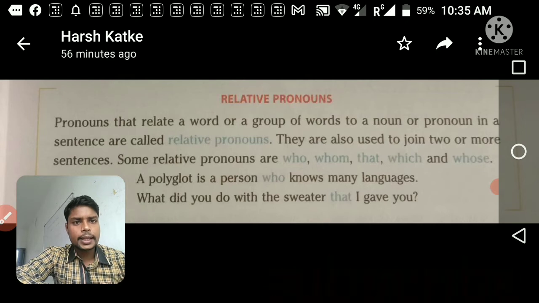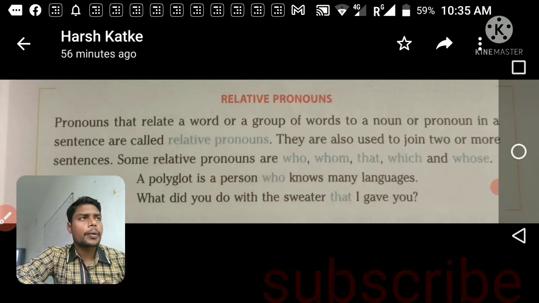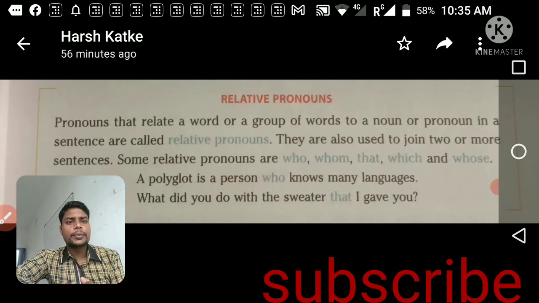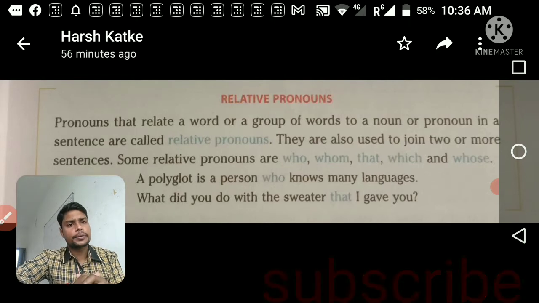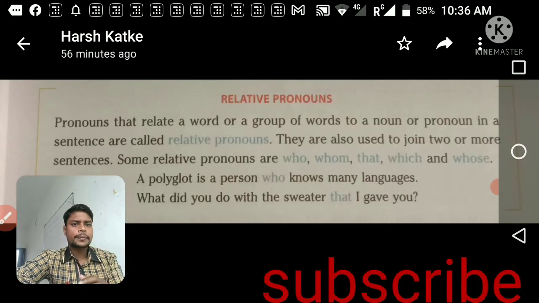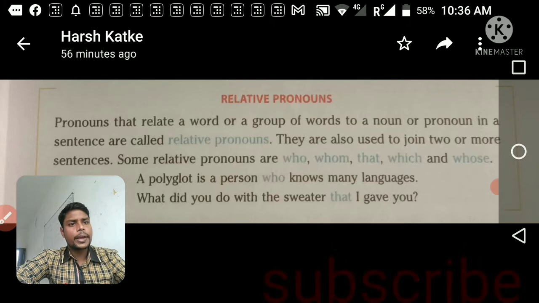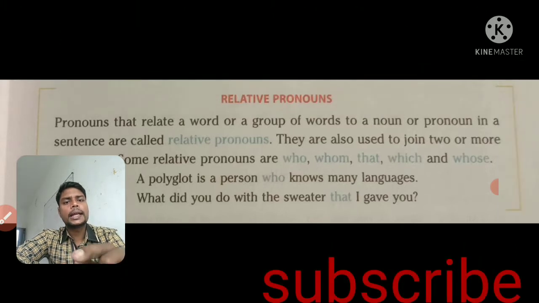Today we will study what is relative pronoun. Pronouns that relate a word or a group of words to a noun or a pronoun. So there are some pronouns which relate a single word or a group of words to a noun or pronoun in a sentence.